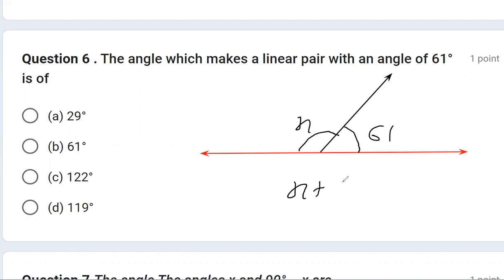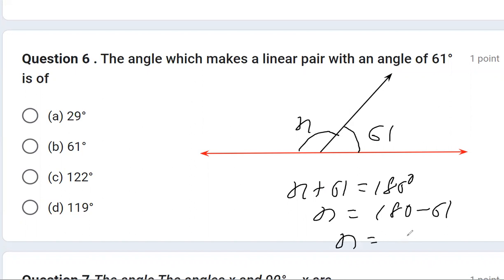So clearly x plus 61 is equal to 180 degree. That means x is equal to 180 minus 61. So 180 minus 61 should give you how much? 119 degree. So this is the correct answer, 119 degree, because two angles form a linear pair if their sum is 180 degree. One is mentioned as 61, so the other has to be 119 degree.